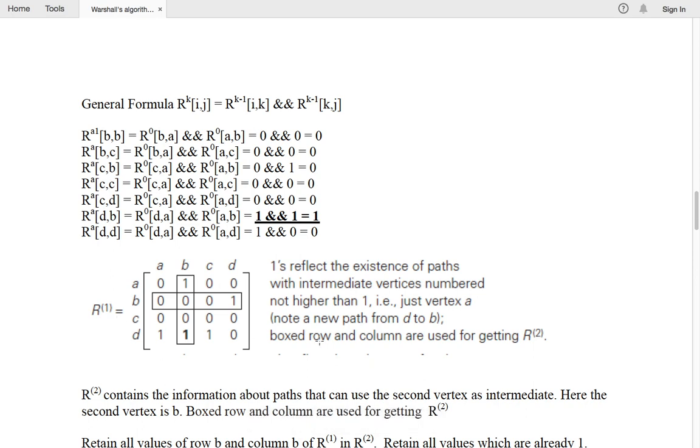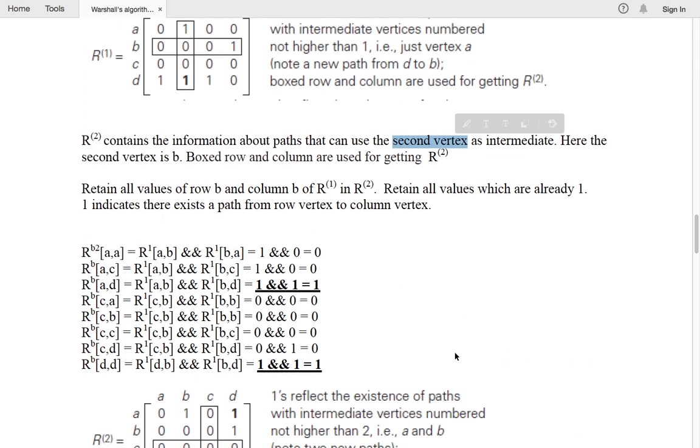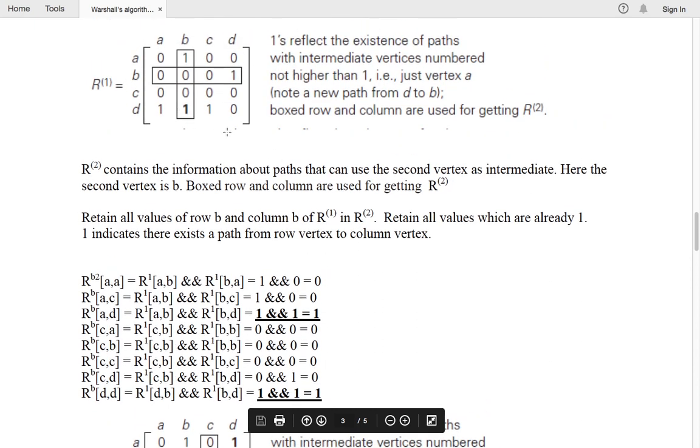Now I'll continue to repeat the same process. Now I need to find R2. So for R2, I'll consider the second vertex as intermediate. So that second vertex is B here. So the box, row and column are used for getting R2. So I'll consider B and B. So what I'll do, again I'll retain all the values of this and this. So if you look at the output here, 1001, 0001 remains the same, no change. Then what I'll do, retain all values which are already 1. So this is 1, this is 1, that is retained as it is. So I'll just need to consider this AA, AC, AD, CA, CC, CD and then DD.